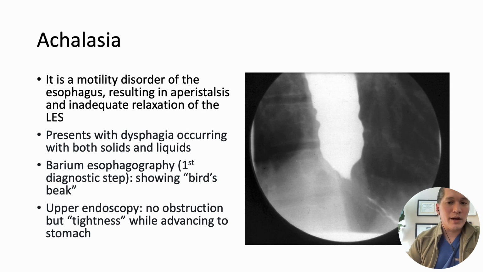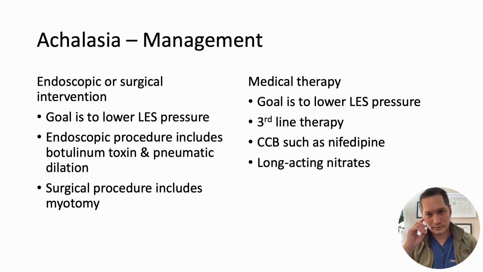When you do an upper endoscopy, it will not show any signs of mechanical obstruction or mass, but it does show a tightness at the gastroesophageal junction when you advance the scope into the esophagus towards the stomach. So the primary goal in treating achalasia is to lower the LES pressure to relieve the patient's symptoms. Endoscopic therapy involves injecting Botox, or pneumatic dilation, or performing an endoscopic myotomy.